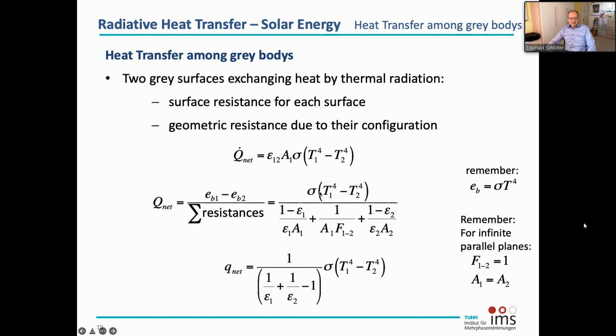Here we have Stefan-Boltzmann for the black body heat transfer, and we divide by all the resistances. This is Ohm's law again, an analogy to Ohm's law, potential and resistances that are added here. And then, of course, we can calculate the area-specific net heat flux by dividing by A. So here we have A, so A can be neglected, and then we end up with this simple equation.